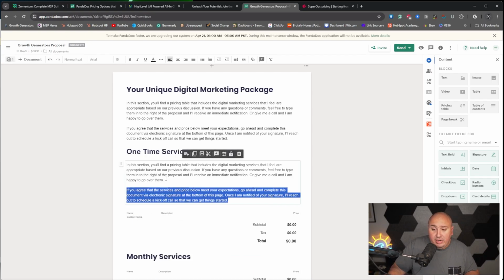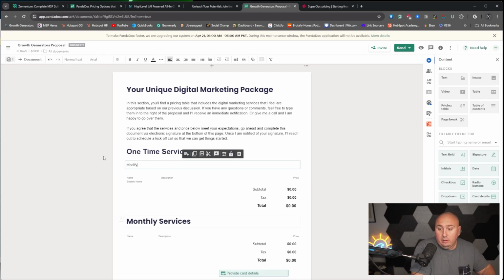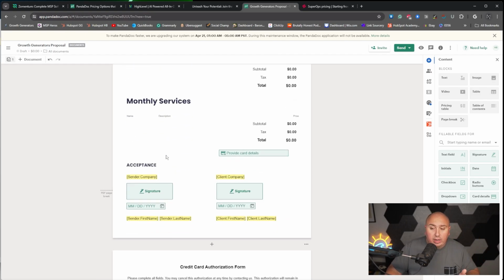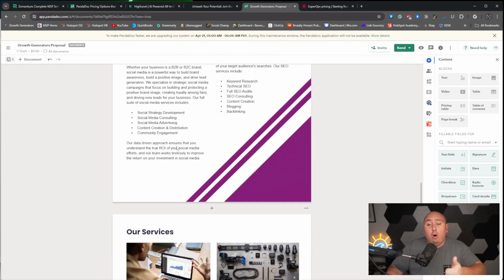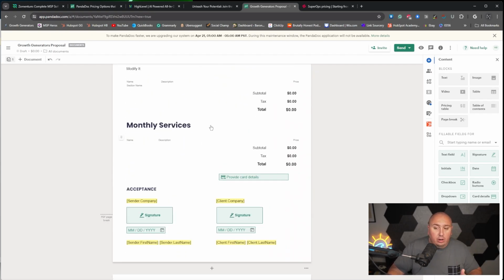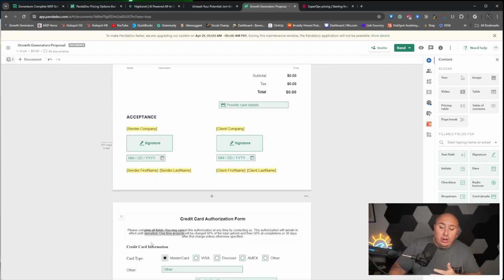Cool. And then I would just take this and modify it and be good to go. Talking all about that on one-time services, or in this case, renaming it to onboarding, and then the monthly services that you've already mentioned in the services area. What you do, how you're going to go do it. And then at the end of it, you want to attach your SLA.